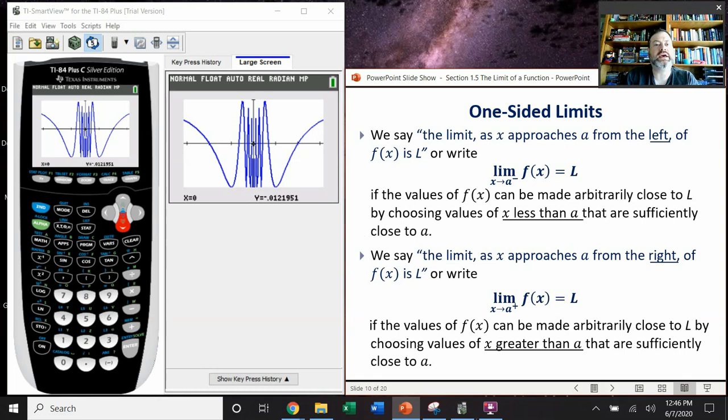Now we're just going to take what we just learned about limits, and we're just going to break it into two parts. One-sided limits. Limits from the left and limits from the right. So I'll let you guys read that. Make sure you memorize all these definitions because they're very, very important.